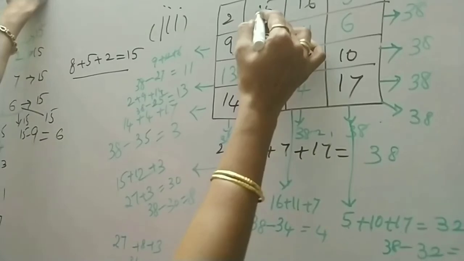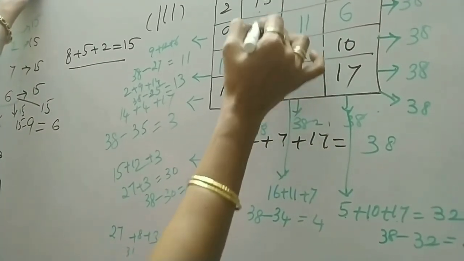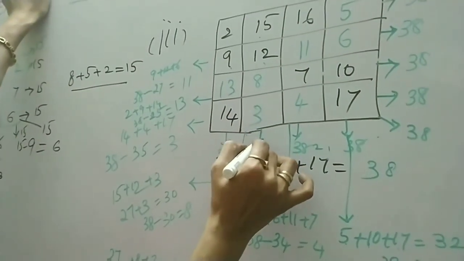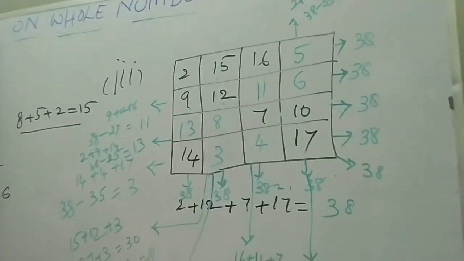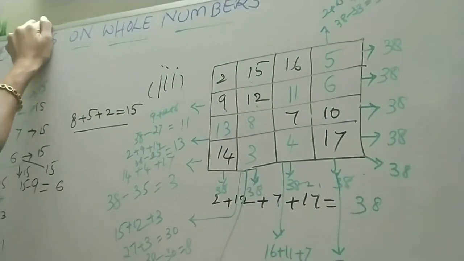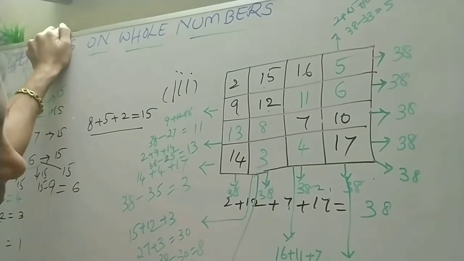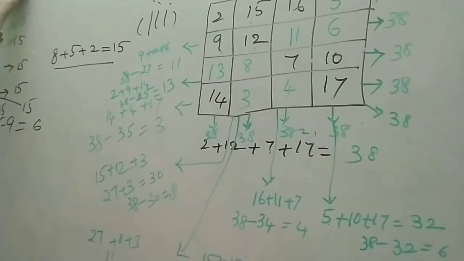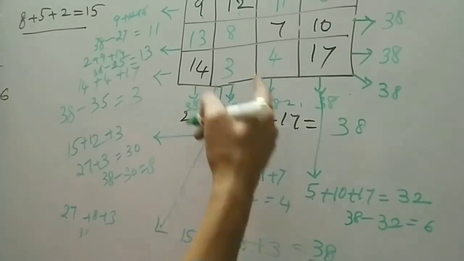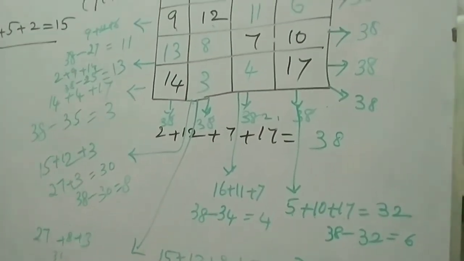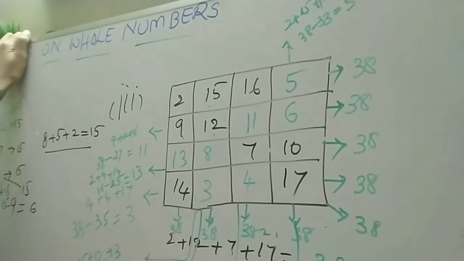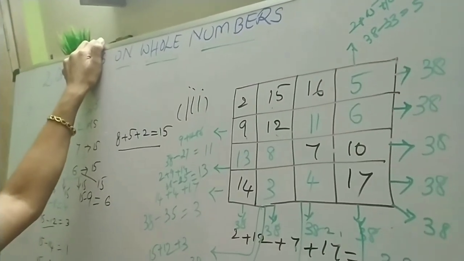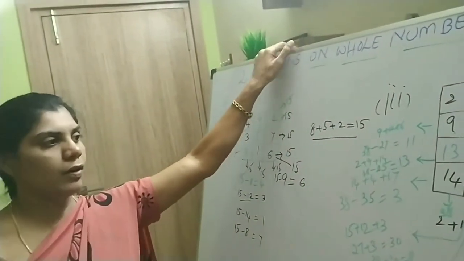So if you observe this one, I am checking this line only. 15 plus 12 plus 8 plus 3. See this one, 27 plus 8, 35 plus 3, 38. So our answer is correct. Okay, after filling this one, you can check any line to verify this answer. Okay, like that you have to fill all the numbers.